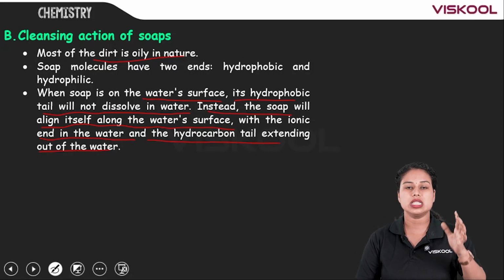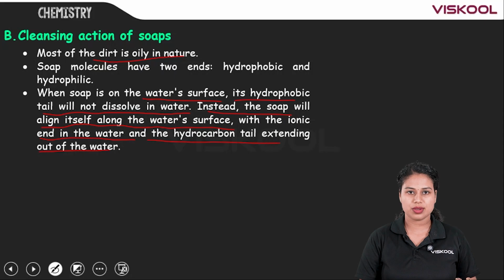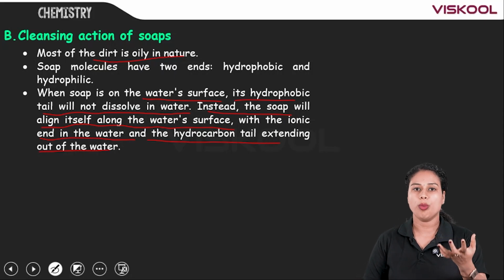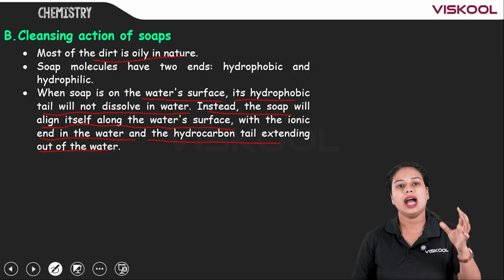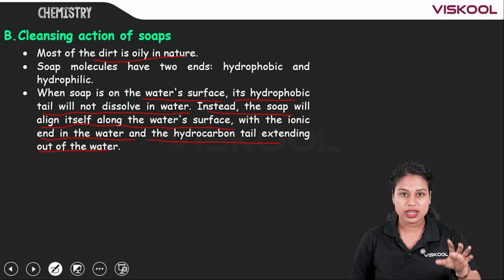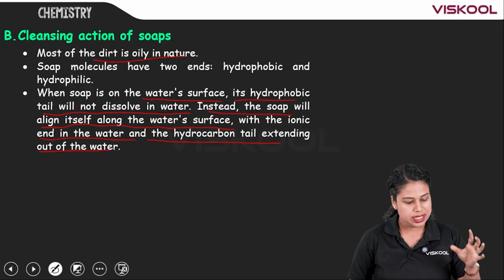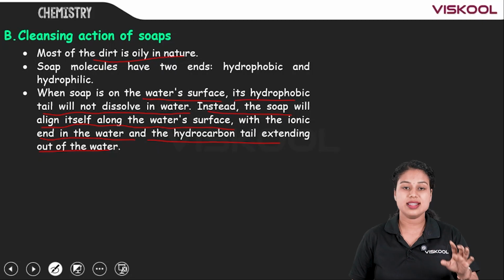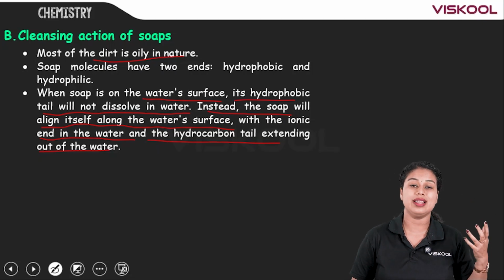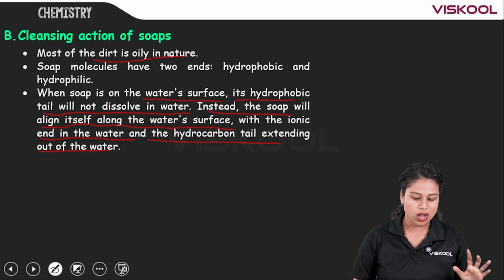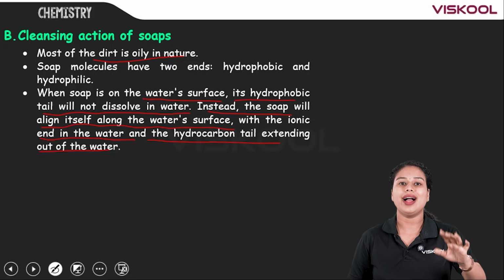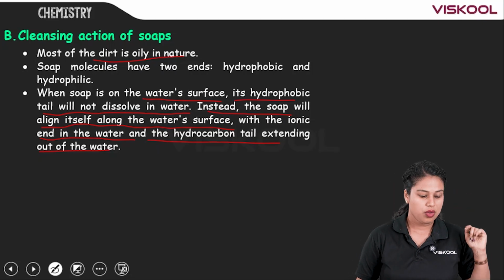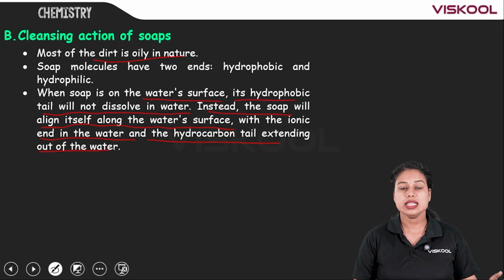So how does the soap molecule align at the water surface? The soap molecule has two parts, a hydrophobic tail and a hydrophilic head. The hydrophilic head, which is water soluble, will remain in water, whereas the hydrophobic tail, which is insoluble in water, will extend out of the water. This is how the soap molecule aligns at the surface of the water. Once again, the hydrophobic tail will not dissolve in water.